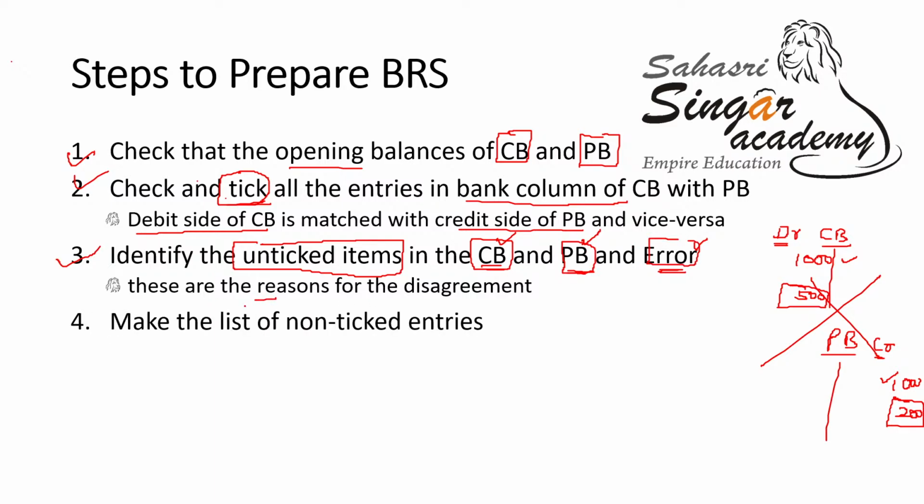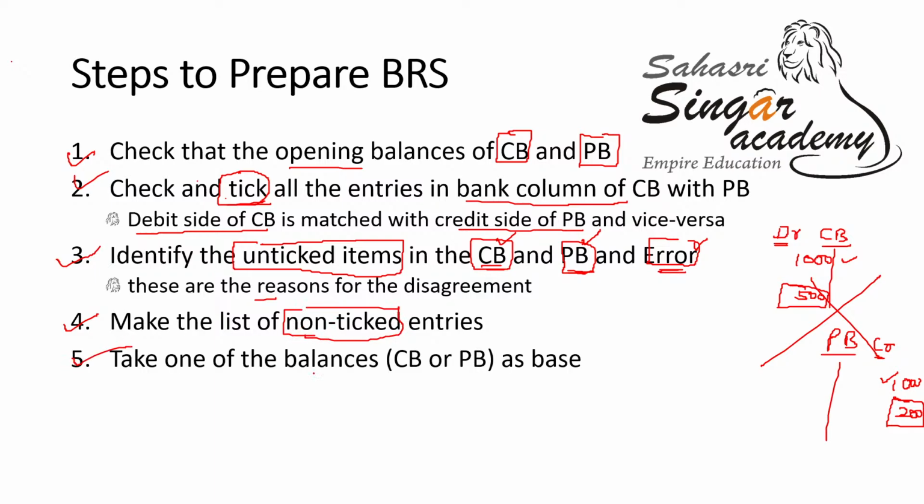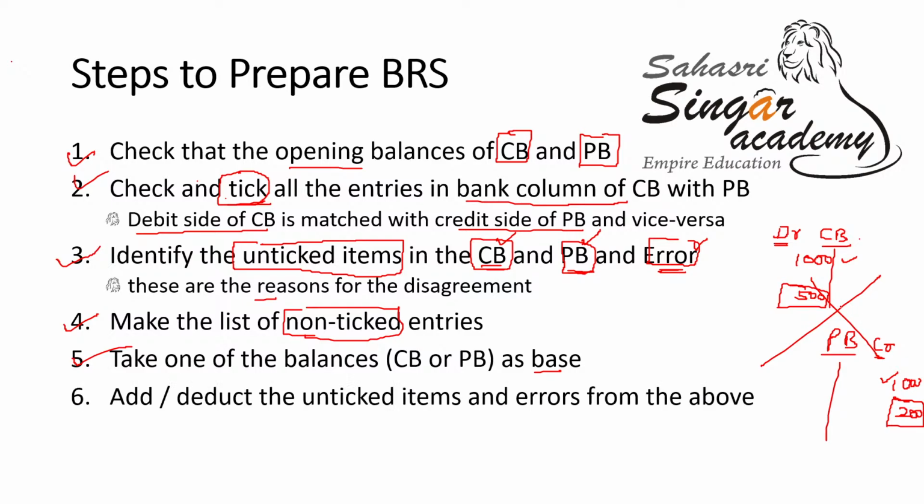Is that okay? Now, fourth, make the list of non-ticked entries. Take one of the balances as the base. You can start with the balance of the cash book to arrive at the balance of the passbook, or vice versa. Take one of the balances as the base to start to work out, and add and subtract the reasons for the disagreement, which is nothing but the non-ticked items. So add or deduct the unticked items and the errors.